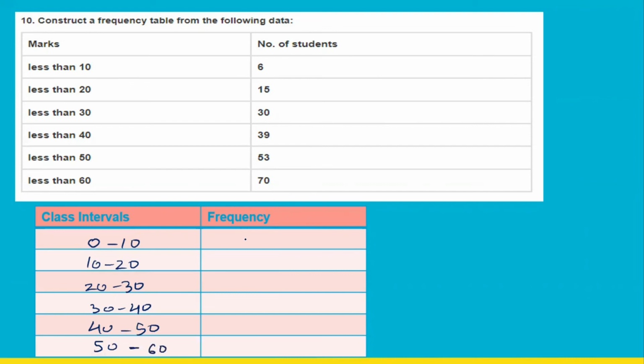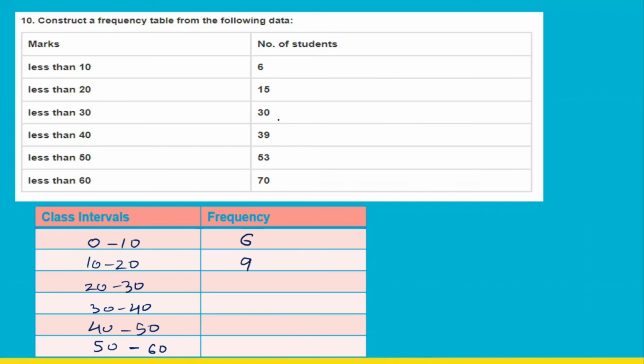Now 0 to 10, it is going to be 6. Then for finding less than 20, we have to exclude this. When we are taking 10 to 20, we will be excluding this 6. So this is going to be 15 minus 6, which is going to be 9 over here.